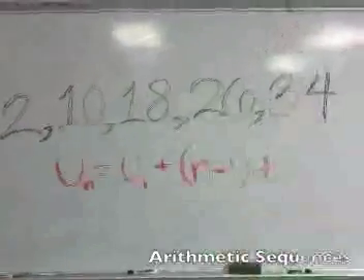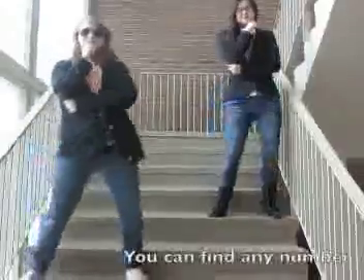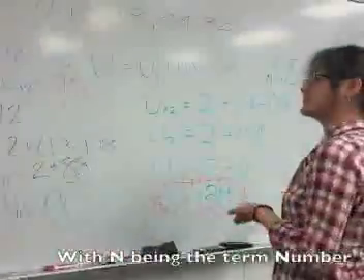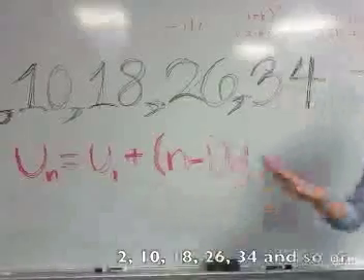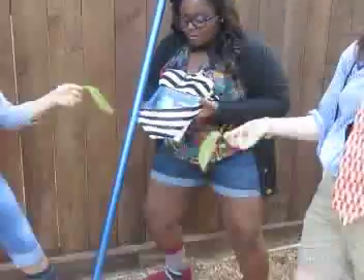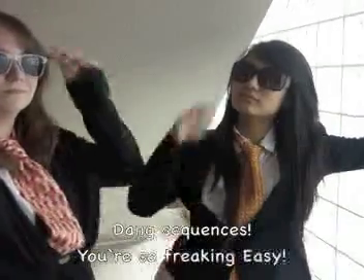Arithmetic with sequences. What is that? You say a list of numbers. Through this formula, you can find any number with n equaling the term number and d being the difference. 2, 10, 18, 26, 34, and so on. Find the 12th term. Plug it in. 2 for a is 1 and 12 for n. Plug it in. 8 for d and solve. Solve the problem. Plug it in. The answer is 90. Your 12th term is 90. Plug it in. Dang sequences. You're so freaking easy.